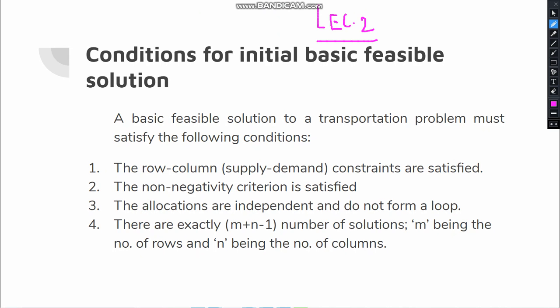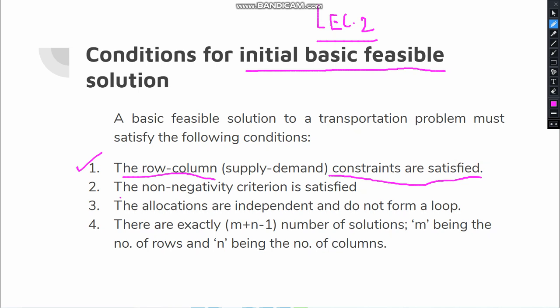Okay, now what are the primary conditions for an initial basic feasible solution? There are four conditions. The first condition is that the row column constraints are satisfied. That means total supply is equal to total demand, which indicates a balanced transportation problem. Until and unless it is a balanced transportation problem, you cannot find the initial basic feasible solution.